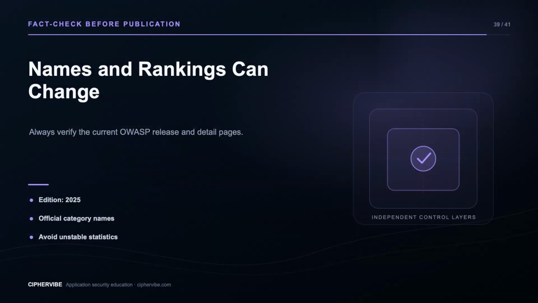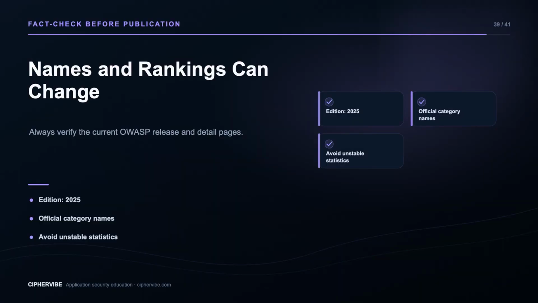Confirm that 2025 remains the current released edition and that category names and guidance have not changed. This video intentionally avoids unstable incidence figures because some OWASP introduction and detail pages currently differ. Use the official category pages as the publication baseline.